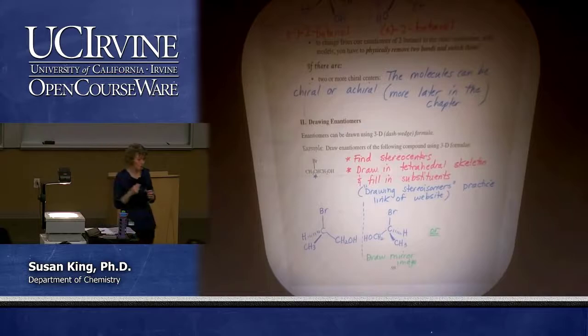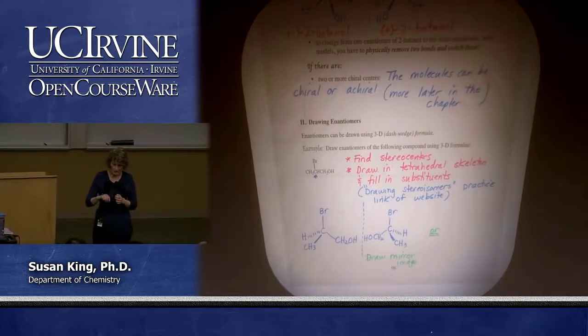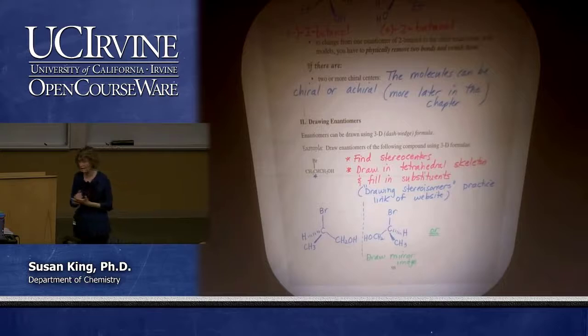when we had our models over there, we said that if we want to change from one enantiomer to the other, we have to physically remove 2 bonds and switch them. So that's another way to draw an enantiomer. Switch any 2 groups. Any 2 groups.